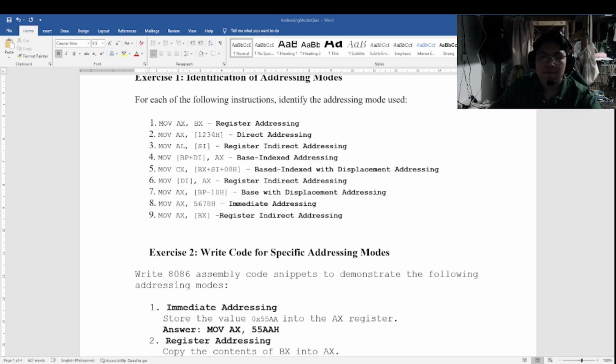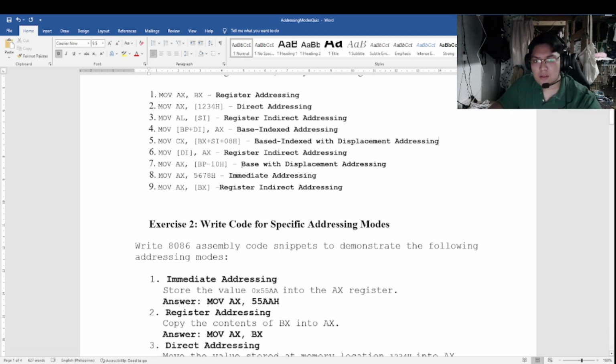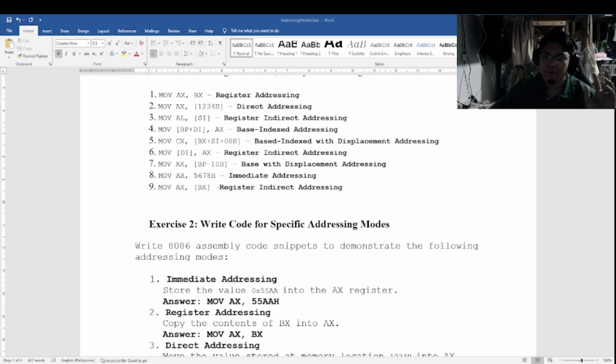For number 5, my answer is base index displacement addressing. This is because the address is calculated by adding BX, SI, and a displacement of 08H, and the value at that address is then moved into CX. And for number 6, my answer is register indirect addressing. This is because the value in AX is stored at the memory address pointed to by the DI, and DI is used as a pointer to the memory.